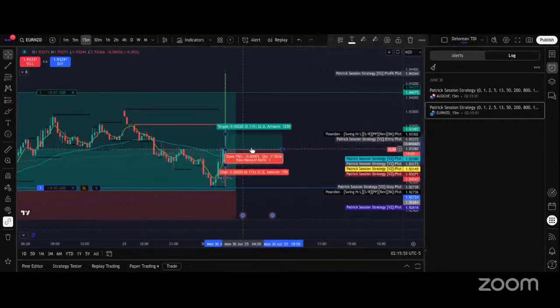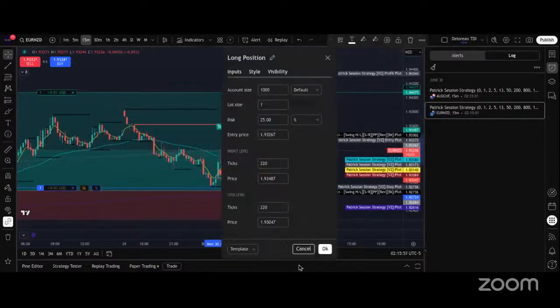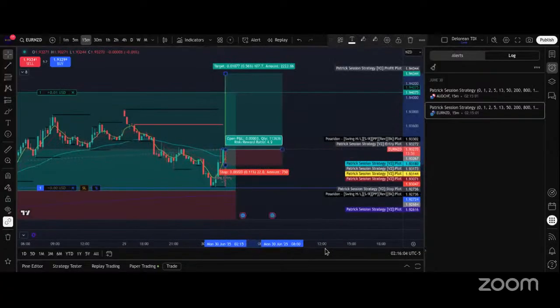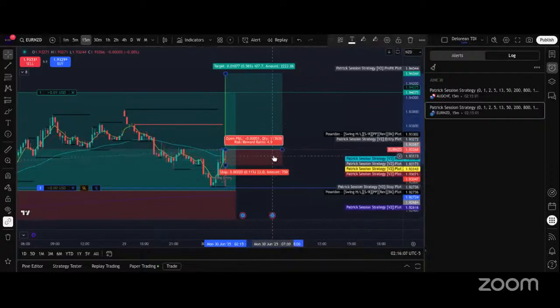Your entry would be here. Your target would be 1.94344. All right. So you've got a 4.9 reward ratio with a take profit of 1.94344. Let me get these parameters down for you and I'll get this called out. One moment.